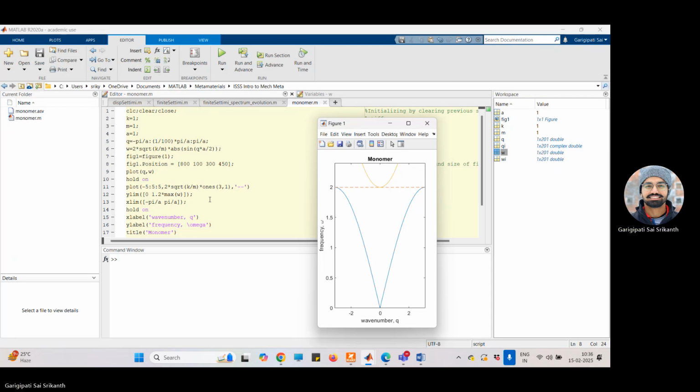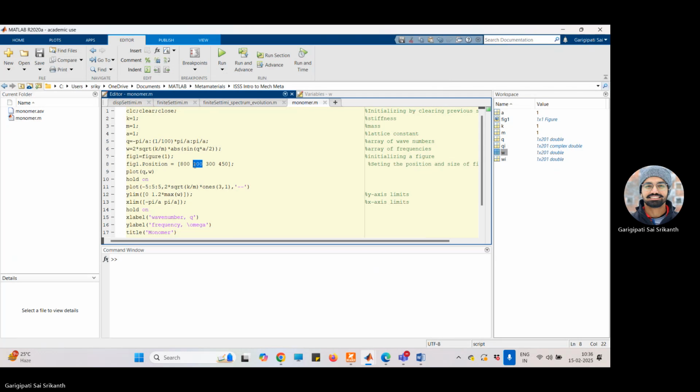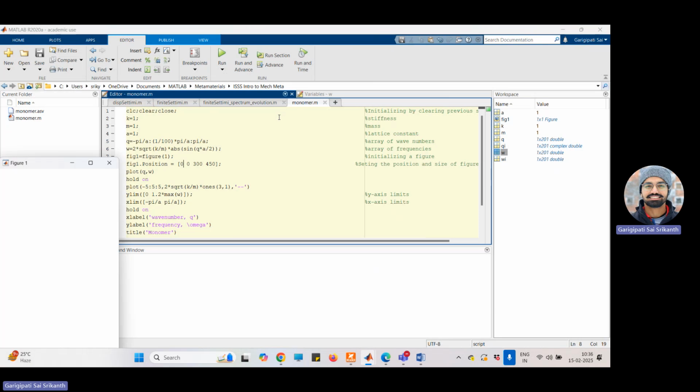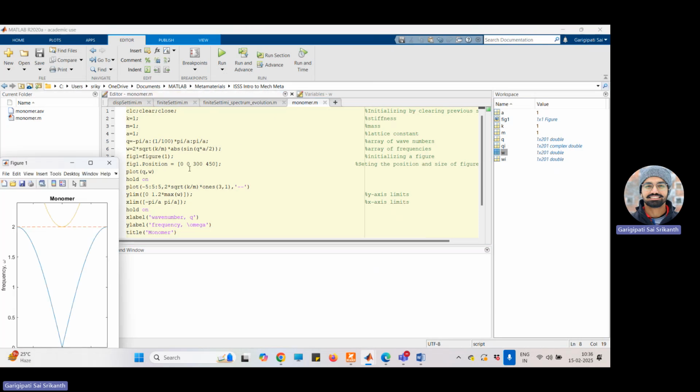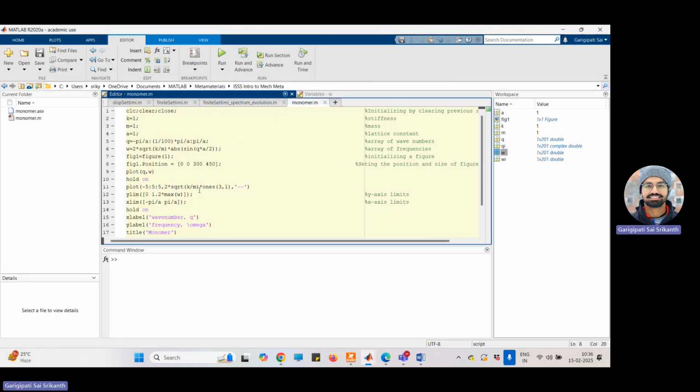of the bottom left edge. How do I prove that it is the bottom left edge? Let's take 0, 0 and let's see what happens. It should start right at the corner of the screen. See, that's the left bottom edge.